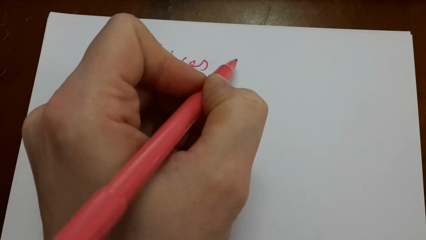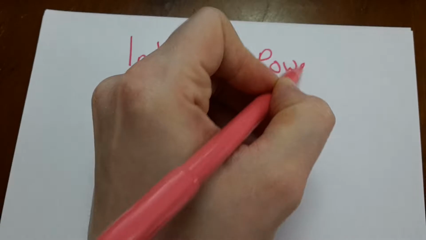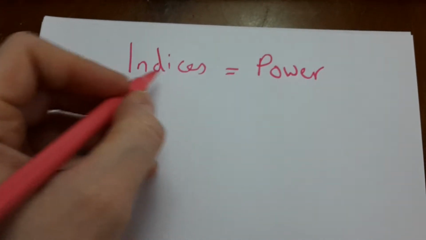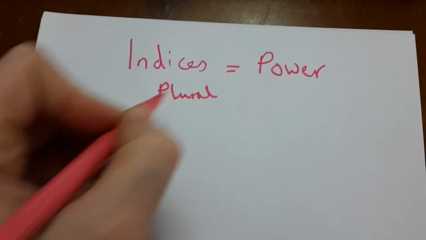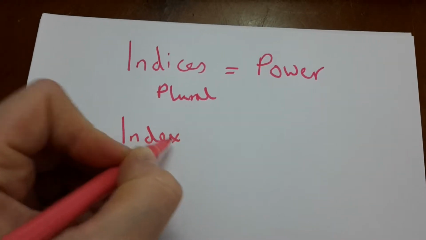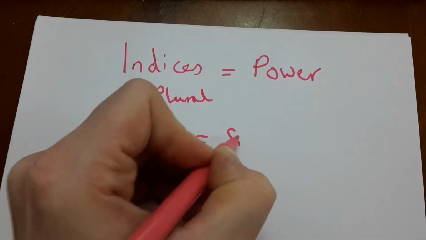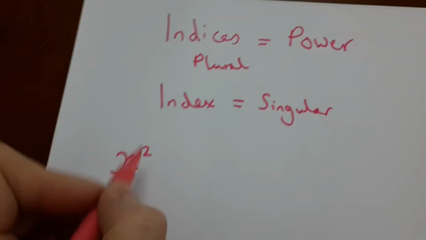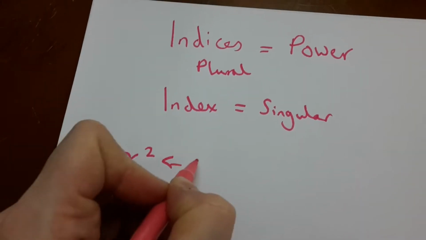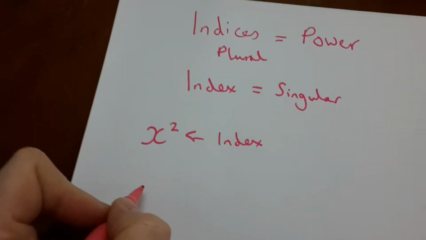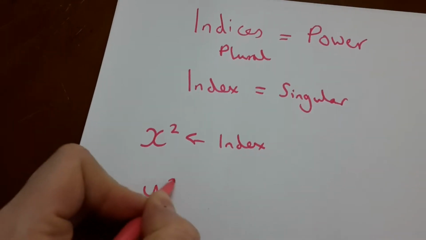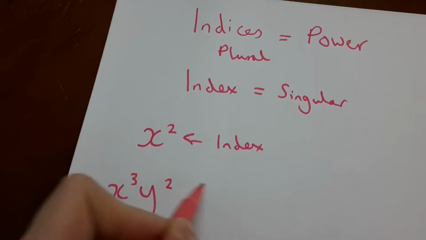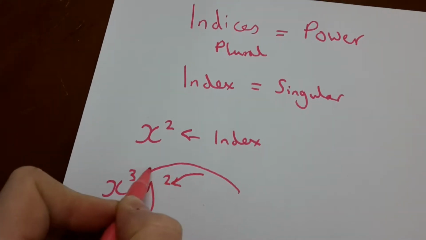So today what I wanted to talk to you about were indices. Now, an indice is also known as a power. This is the plural, and the singular just means index. So for instance, here I would have one index, whereas here I have two indices.